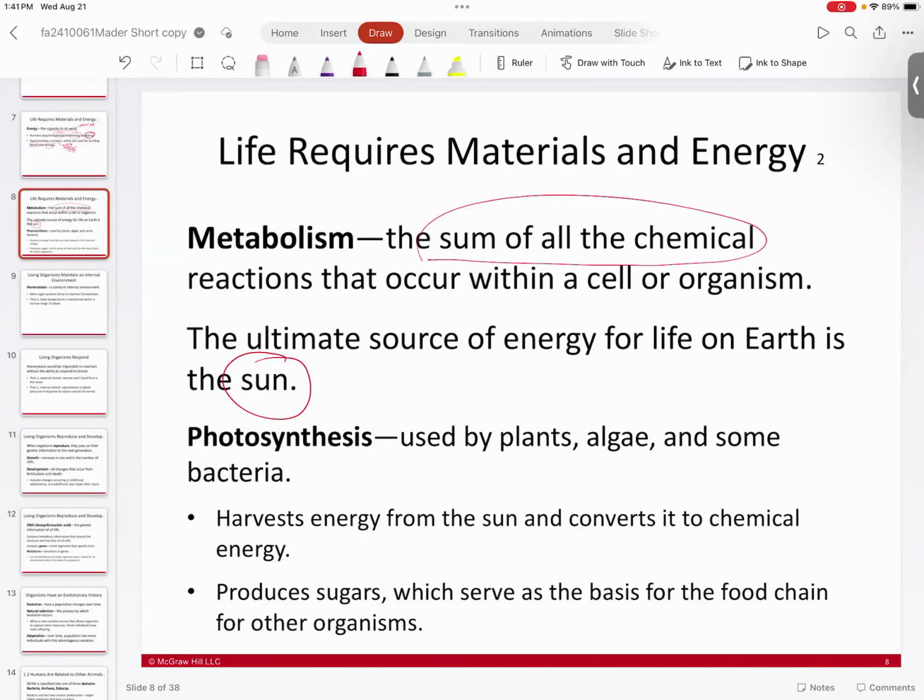And the way we do it is through a process called photosynthesis. So plants are the only ones, and some algae do it, some bacteria do it, who can do photosynthesis. Basically, this is a process whose job is to harvest energy from the sun, and it converts it to chemical energy. So it takes the free energy from the light, which is a type of energy, and it converts that energy into a chemical energy, which is something that we can use. Okay. And so that's kind of what it does.